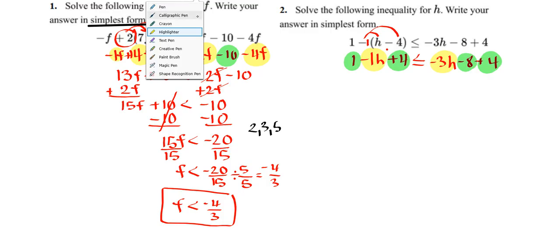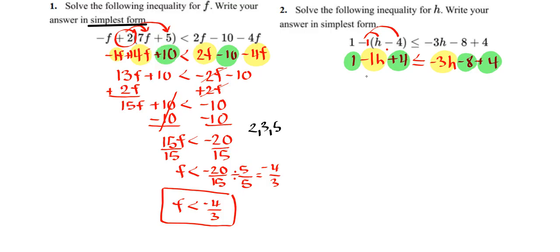So step 1, distribute. Step 2, we want to combine like terms. I'm going to put the variable term first. So I've got negative 1h, 1 plus 4 is 5, is less than or equal to, I like putting the variable term first, so I'm going to put negative 3h, and then negative 8 added to 4 results in negative 4. So now we have a variable on each side and a constant on each side. Again, our goal is to have the variable on the left side, so I'm going to start by adding 3h to each side of the inequality.